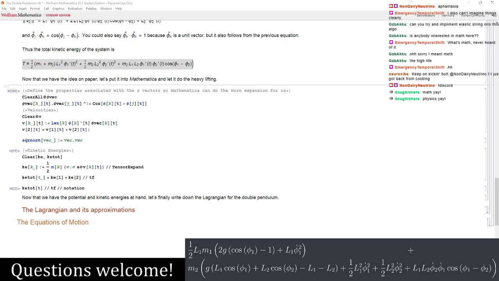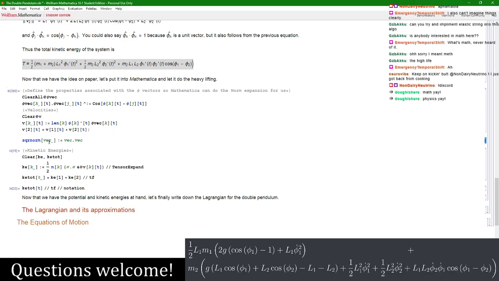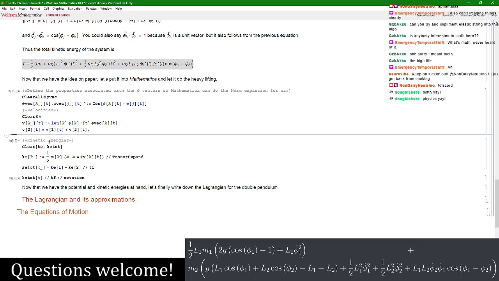But it looks like I'm all caught up on chat. So if there aren't any more questions, I think it's time to move on in looking at the double pendulum.